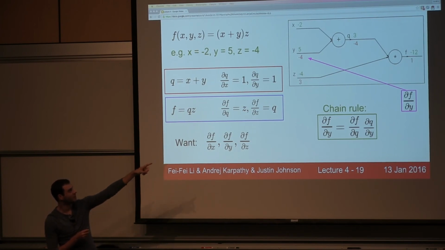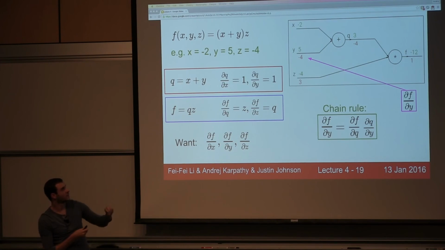In particular, df by dq we know is -4. So that's the influence of q on f. And now we'd like to know the local influence of y on q. And that local influence of y on q is 1, because that's the local derivative of y for the plus gate. And so the chain rule tells us that the correct thing to do to chain these two gradients, the local gradient of y on q and the global gradient of q on the output of the circuit, is to multiply them. So we'll get -4 times 1.